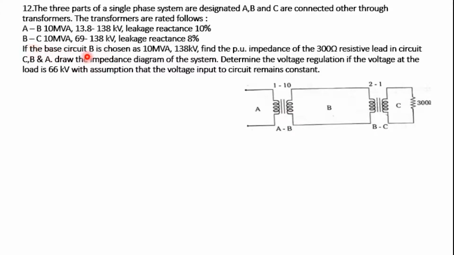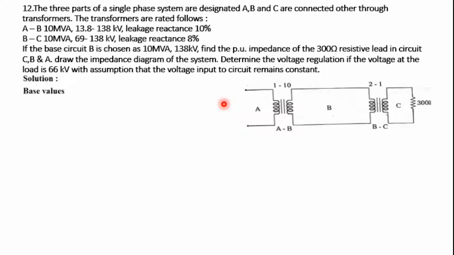If the base in circuit B is chosen as 10 MVA, 138 kV, find the per unit impedance of a 300 ohm resistive load in the circuit C, B, and A. Okay, this is the load. Draw the impedance diagram of the system and determine the voltage regulation, if the voltage at the load is 66 kV, assuming that the input voltage of the circuit remains constant. So there is a load, and we need to calculate the input voltage and the regulation.